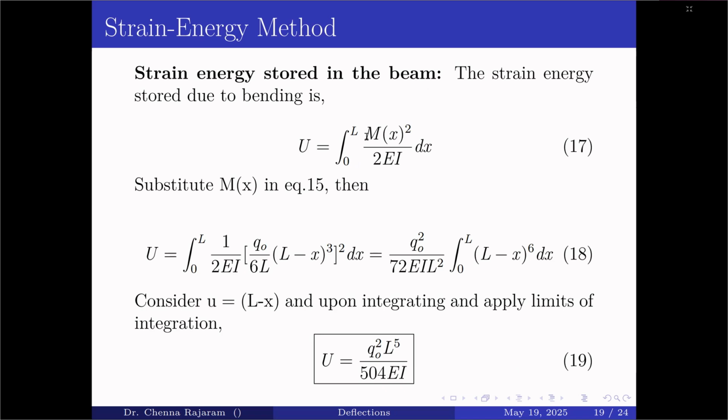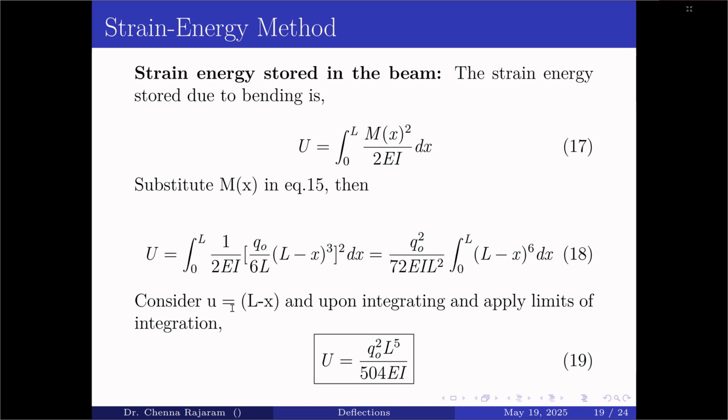So substitute the M(x) value here: U is equal to integral 0 to L of 1 divided by 2EI into (Q naught divided by 6L into (L minus x) whole cube), and this entire term you have to square, into dx. Except for the (L minus x) term, take the remaining terms out of the integral. So then Q naught square divided by 36 L square multiplied with 2EI, that is 72 EI L square, into integral of 0 to L of (L minus x) to the power of 6 into dx.